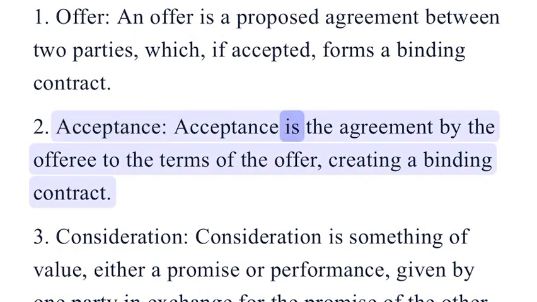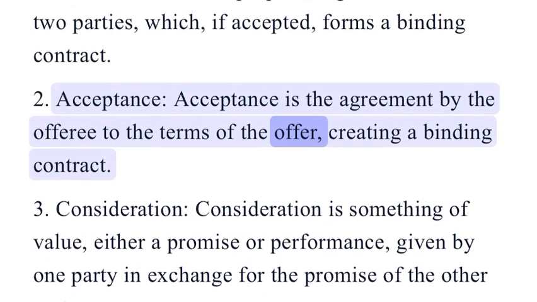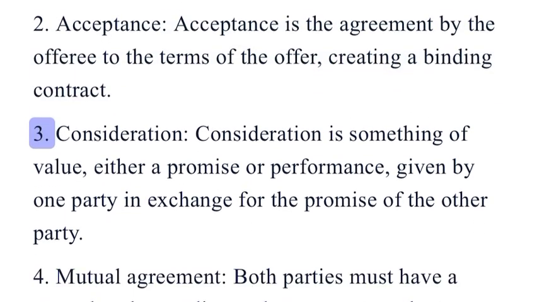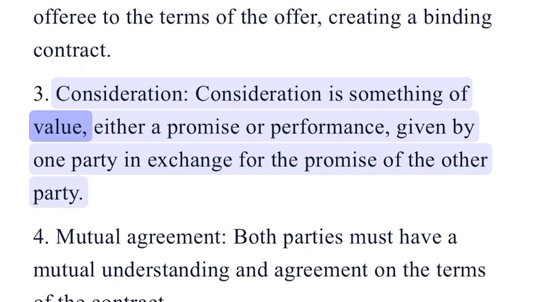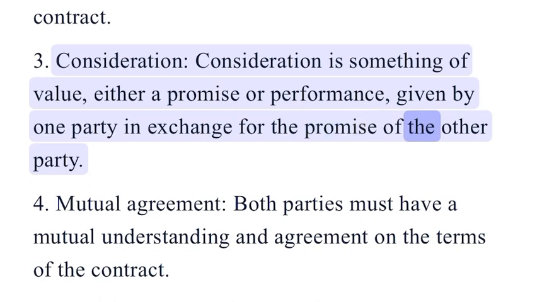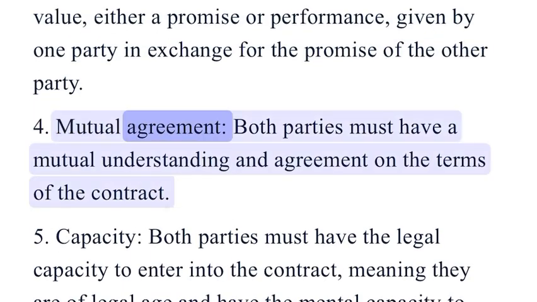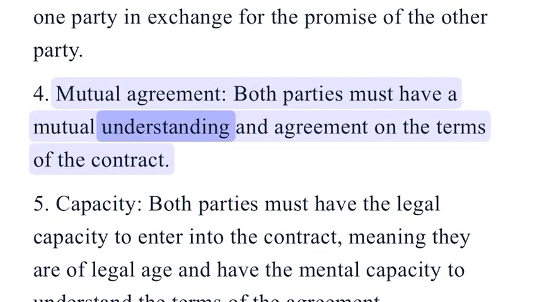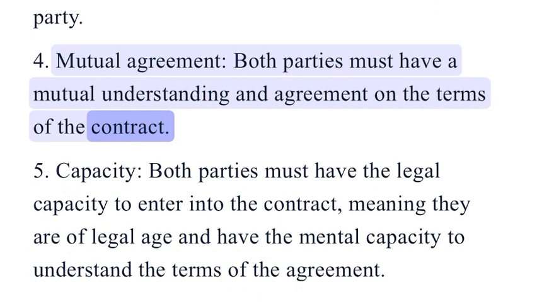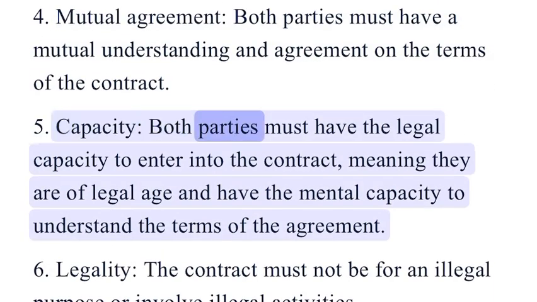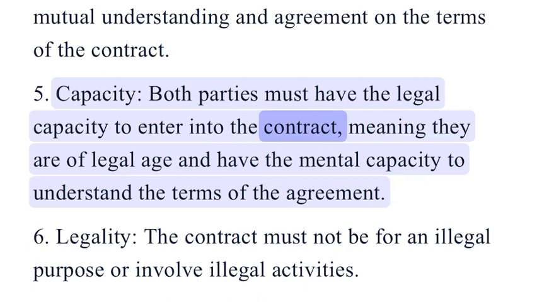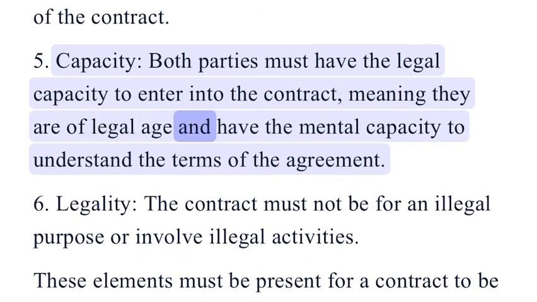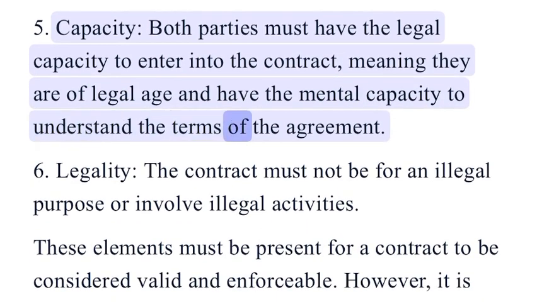2. Acceptance is the agreement by the offeree to the terms of the offer, creating a binding contract. 3. Consideration is something of value, either a promise or performance, given by one party in exchange for the promise of the other party. 4. Mutual agreement. Both parties must have a mutual understanding and agreement on the terms of the contract. 5. Capacity. Both parties must have the legal capacity to enter into the contract, meaning they are of legal age and have the mental capacity to understand the terms of the agreement.